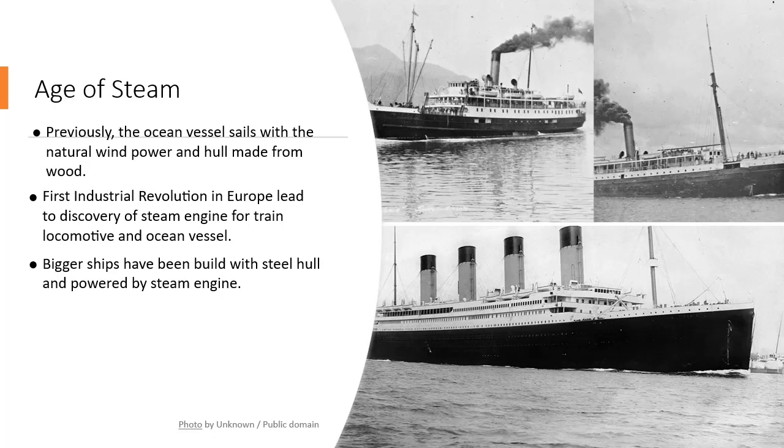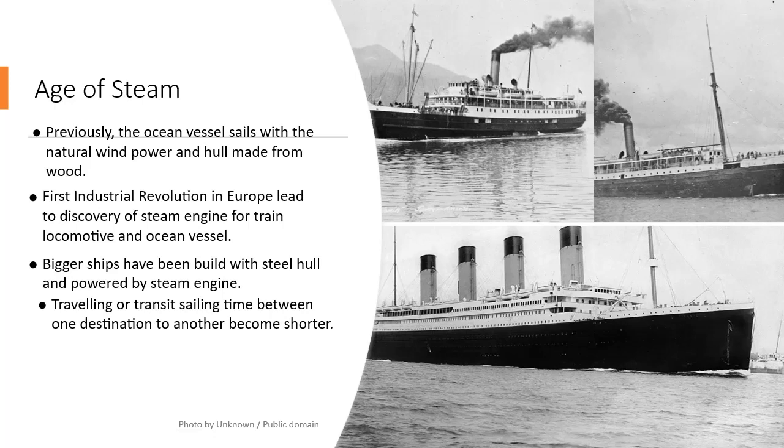The traveling or transit time, especially with these steel-based ocean vessels, has improved as well. It has become much shorter for sailing from Europe to the American continent, crossing the Atlantic Ocean, or from Europe to the Far East, sailing via the Cape of Good Hope and Indian Ocean. Rather than sailing for 6 months from Europe to the Far East by using sailing vessels, the steamers were able to sail from Europe to the Far East in 3 months. This has increased the capacity of movement of people and goods, as well as shortened the transit time of traveling between Europe and the Far East.